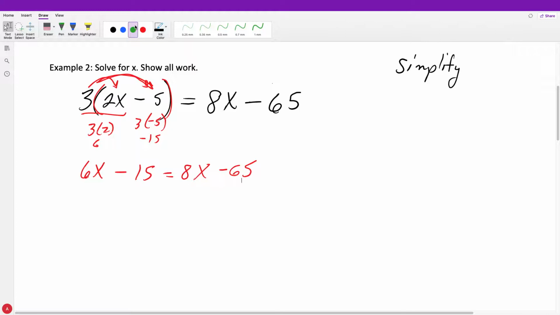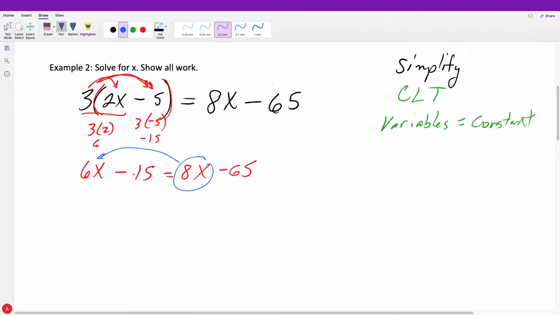And now, once I've simplified everything that I can, I'm looking to combine my like terms. And there are no like terms for me to combine on either side. So now I'm looking to get my variables on one side and my constants on the other. I like to move my variables to the left-hand side. You can do it in other ways. So if I'm going to move this to the left-hand side, I see I have a positive 8x.